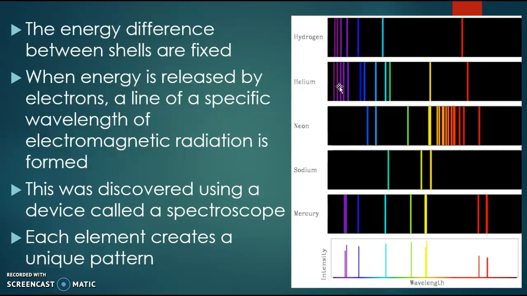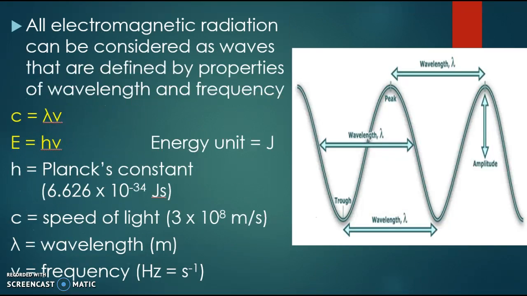So what you're going to see is that this is discovered using a spectroscope, and then each element creates a unique pattern. So you'll see hydrogen spectrum looks different than helium's, looks different than neon's and sodium's and mercury's and so forth. Okay, so this is a unique kind of fingerprint for each element. So if you were given a spectrum and you had kind of a key to line it up with, you would be able to figure out which element it is based off of what you have.